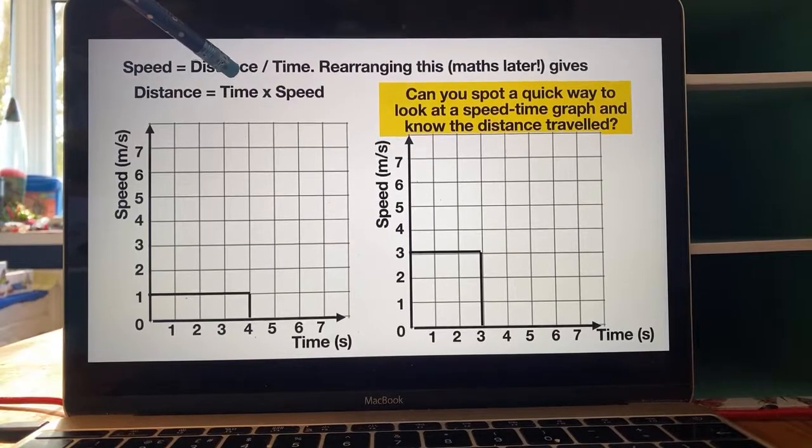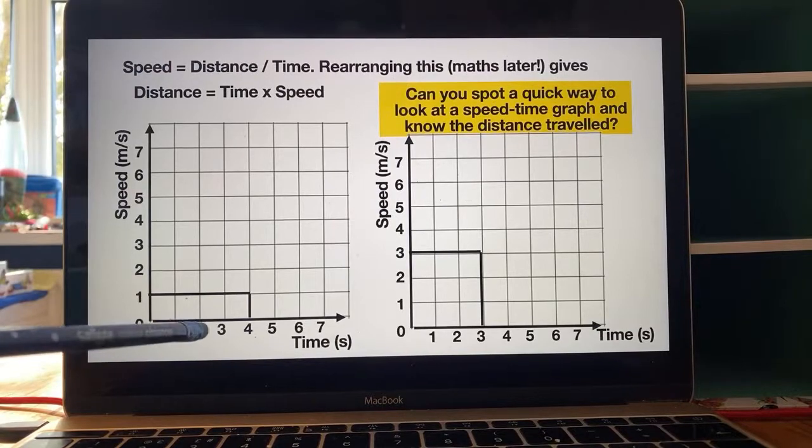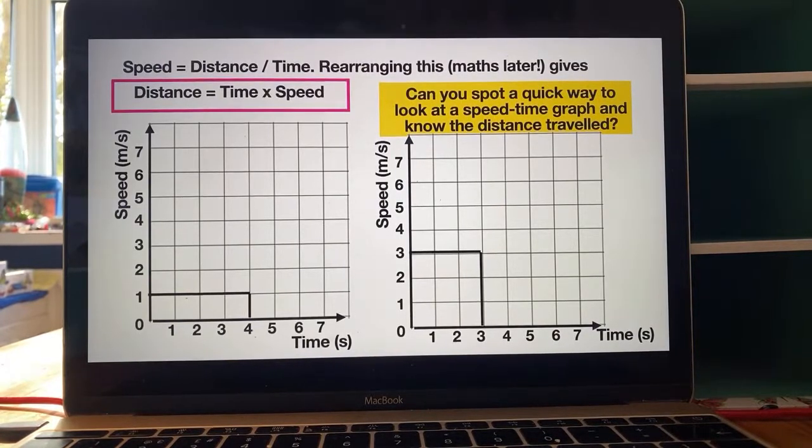Distance equals time multiplied by speed. You've got speed on the y-axis and time on the x-axis, so multiplying a time by a speed would give you the distance. That's your clue. It's the area under the graph.